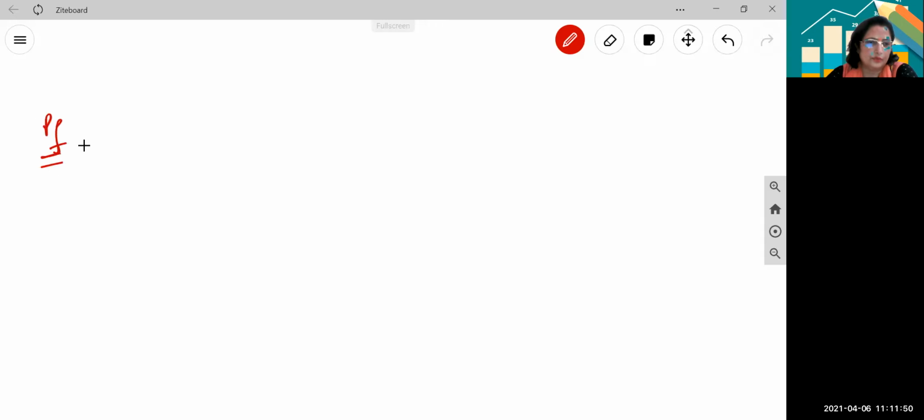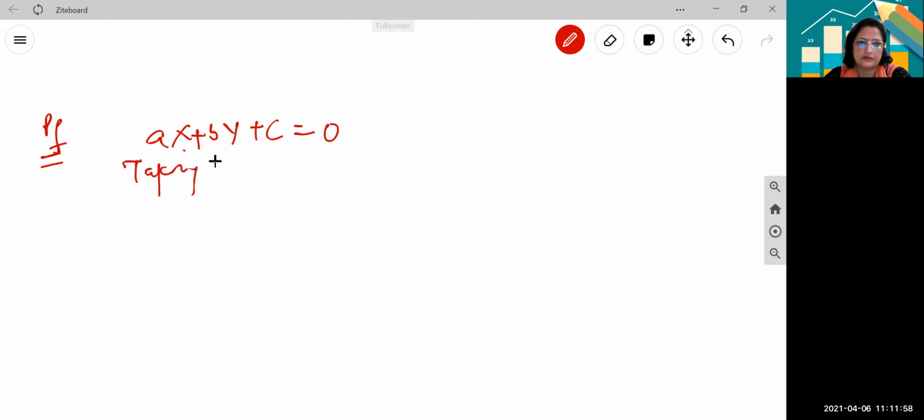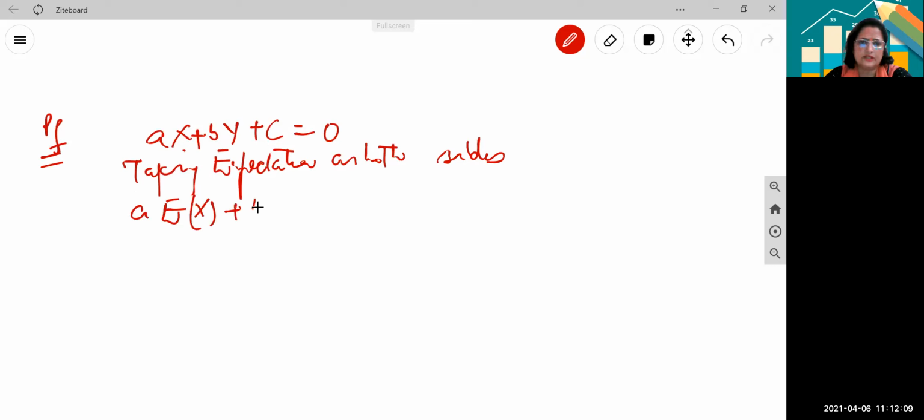Now, what is the proof of this? First of all, what we have given? We have given ax plus by plus c is equal to 0. Now taking expectation on both sides. So what you get? a into expectation of x. These are the basic theorems related to expectation; you know how to solve it. Expected value of 0 will remain 0, right? So now this is equation number 1 and this is equation number 2.